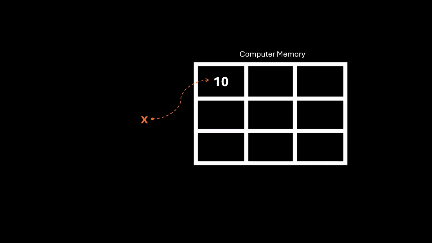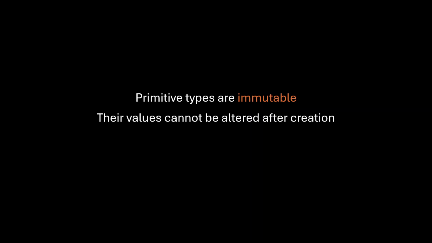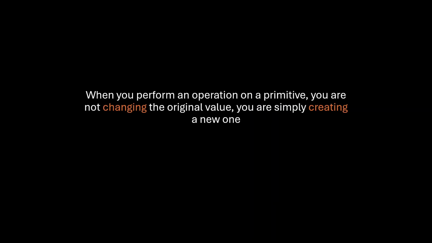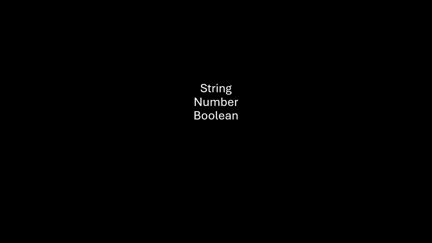Now that we have a clearer picture of how variables store values, let's move on to mutability of primitive data types. Primitive data types are immutable. But what does that mean? It means that their values cannot be altered or changed after creation. When you perform an operation on a primitive, you are not changing the original value. You're simply creating a new one instead. Common examples of primitives in JavaScript are string, number, boolean, null, undefined.